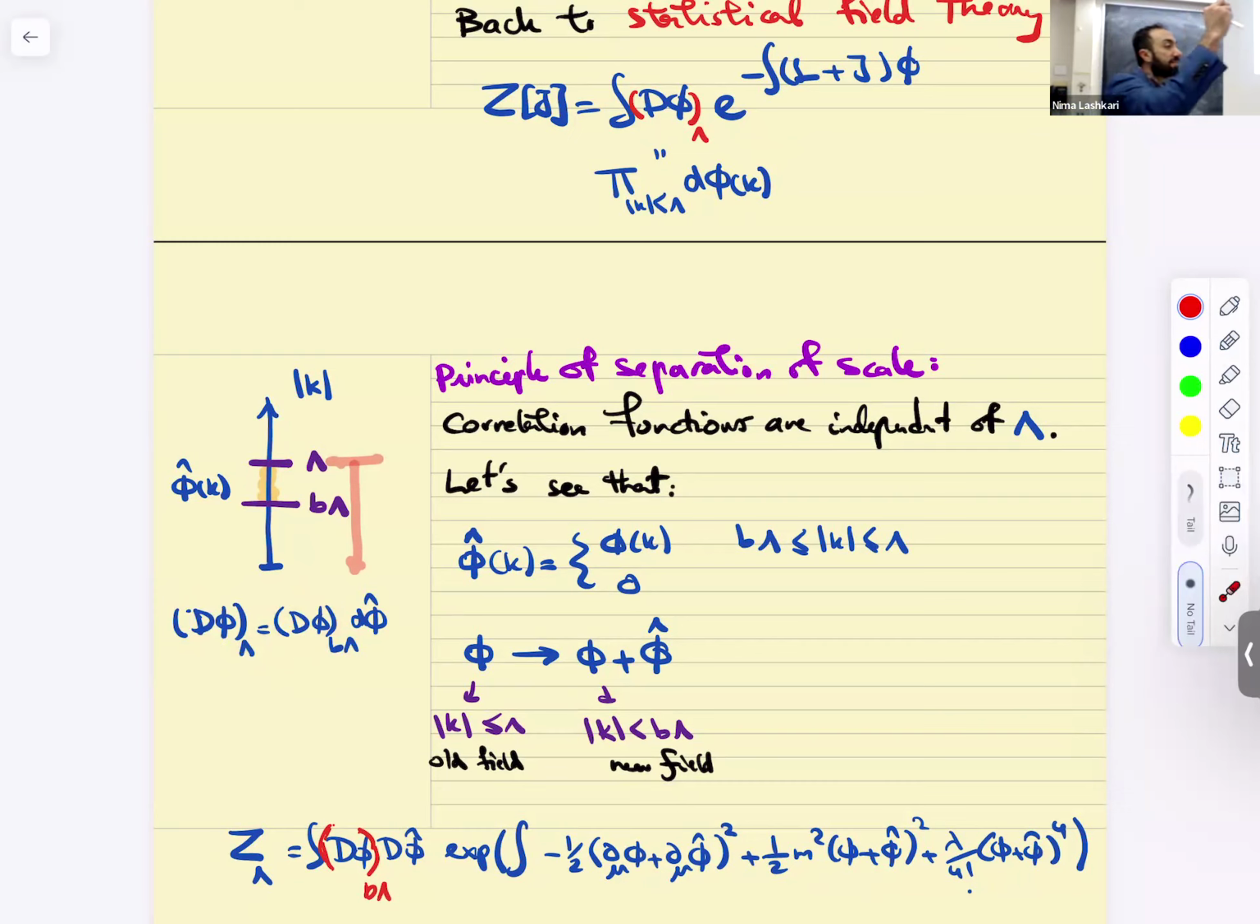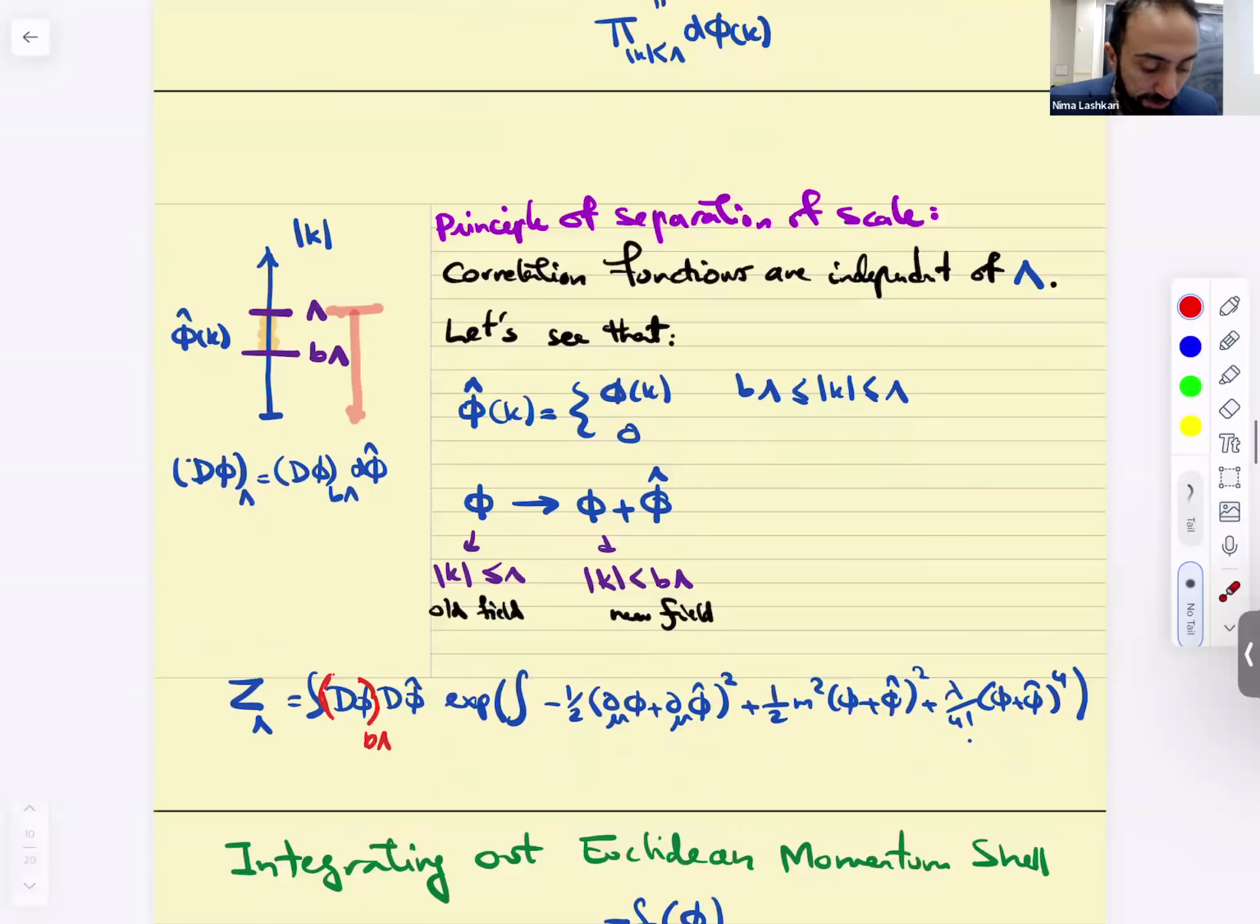Let's say b is very, very near 1. So I'm just identifying one bit. So to show that the correlation functions are independent of lambda, I should be able to perform this bit of calculation and reabsorb the result of that shift in the cutoff as a bunch of shifts in the couplings. The only thing that can change is shifts in the couplings, right? All right, so let's do that.